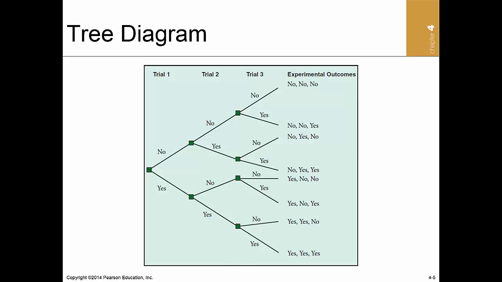One tool that is useful for depicting the sample space is a tree diagram. A tree diagram helps ensure no outcomes are omitted or repeated. In this example, we have 3 trials where each outcome can be a yes or a no. The experimental outcomes for the 3 trials are listed on the far right.